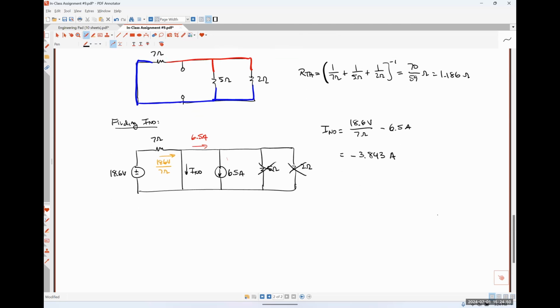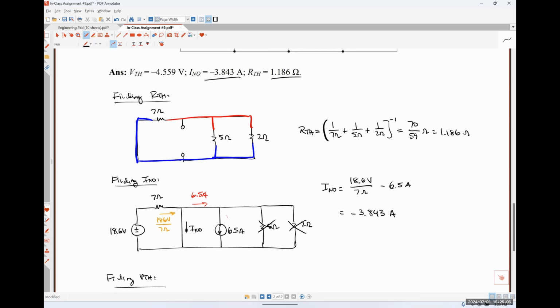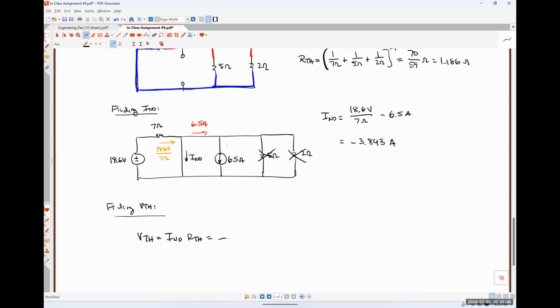Finding the Thevenin voltage would be as simple as saying VTH is equal to I Norton times RTH. And I'll just be lazy once again and call that negative 4.559 volts.